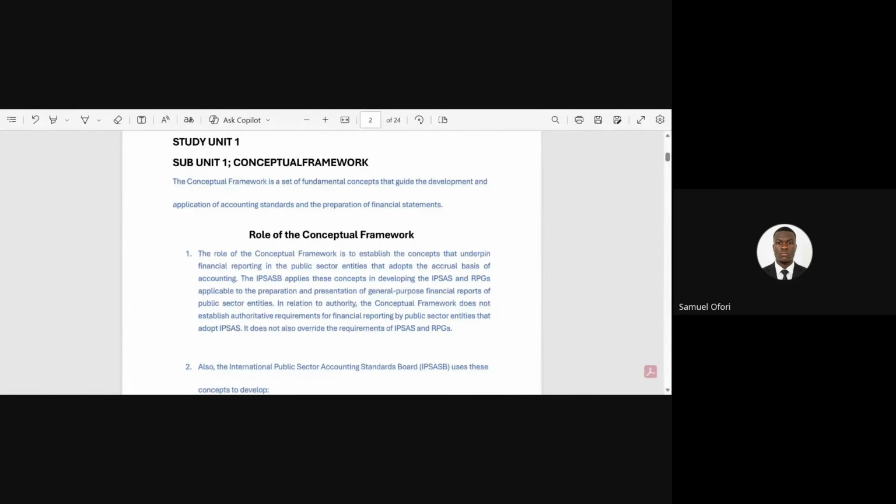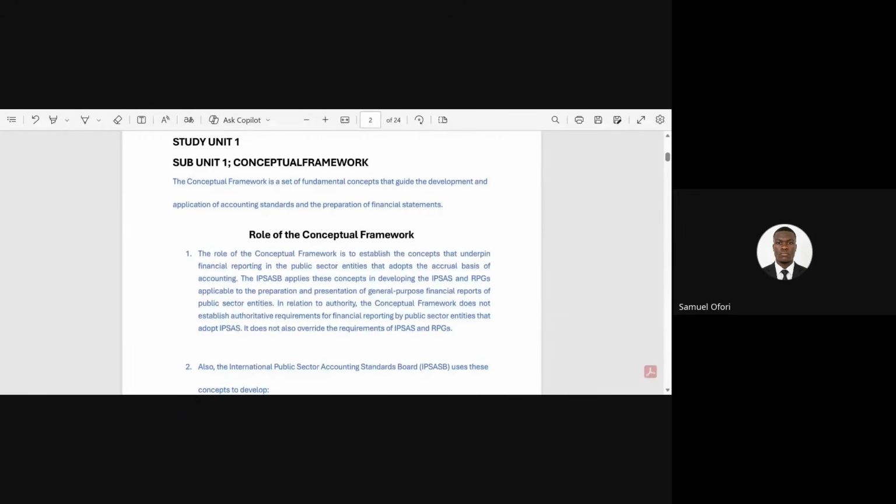So the conceptual framework is a concept that underpins financial reporting in the public sector. It guides the International Public Sector Accounting Standards Board to prepare these standards, and these standards guide us in the preparation of the financial reports we have been doing. So the conceptual framework in a larger sense guides the setting of standards, and the setting of standards is done by the International Public Sector Accounting Standards Board. So they do the standards, and this conceptual framework guides them to set the standards. So that's the role of the conceptual framework.